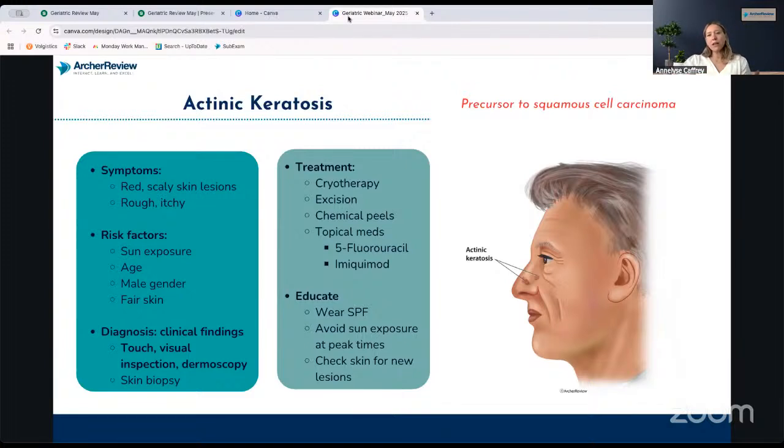And SPF is really your best friend and your patient's best friend. That's what I always tell them. I tell my patients it's cheaper than lasers and it's less painful than skin biopsies. So I always recommend to wear sunscreen every single day of the year. It's the first thing I put on my face.